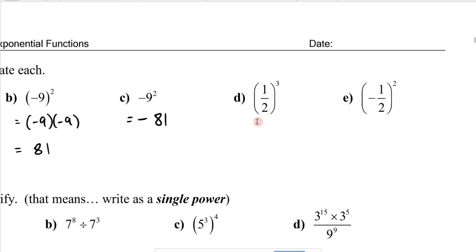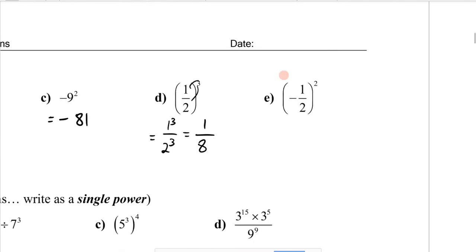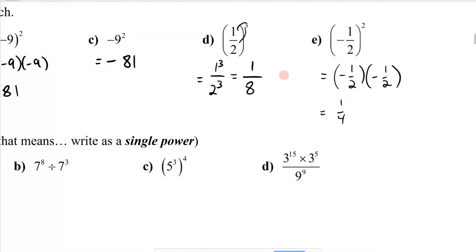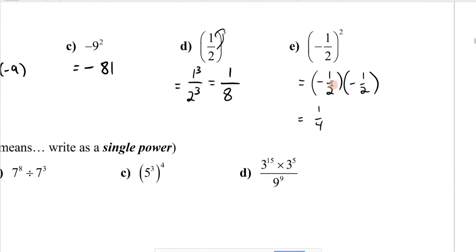Here I have 1 over 2 cubed, so that would be, again, distributing that 3 on the top and the bottom, 1 cubed over 2 cubed. But we don't say 1 cubed is 1 times 1 times 1, we'll just say 1, and 2 cubed is 8, so 1 over 8. Negative 1/2 squared is negative 1/2 times negative 1/2, and that's equal to 1 over 4. Two negatives make a positive. And the 4 comes from 2 times 2, of course.